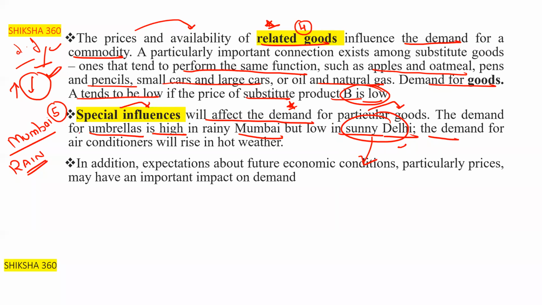On the other hand, the demand for air conditioners will rise in the hot weather in Delhi with respect to Mumbai. So we can say that with respect to the location, there is also an impact on the demand. So these are the 5 factors which impact the market demand.